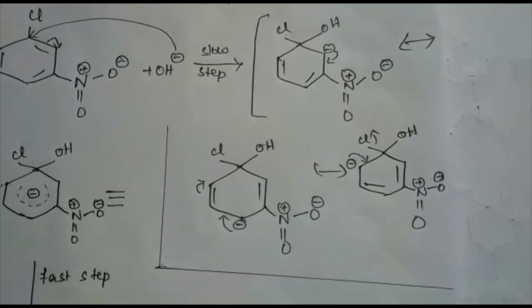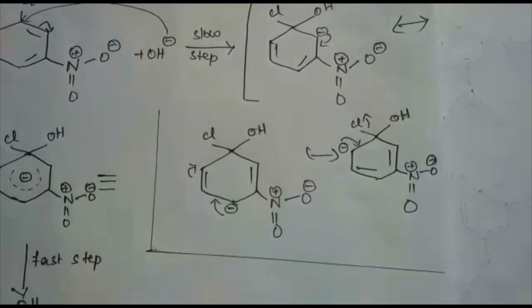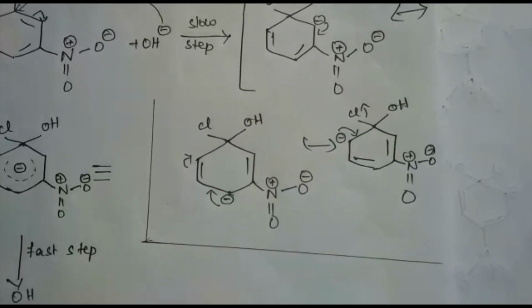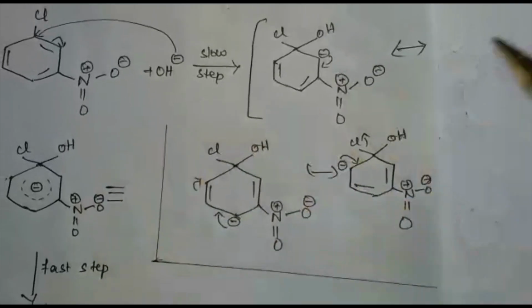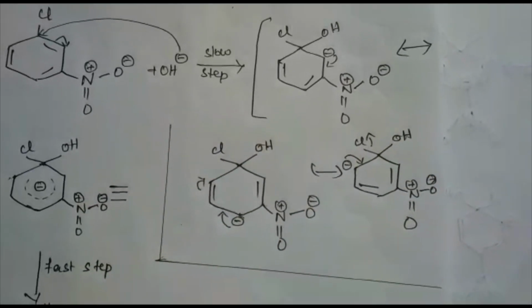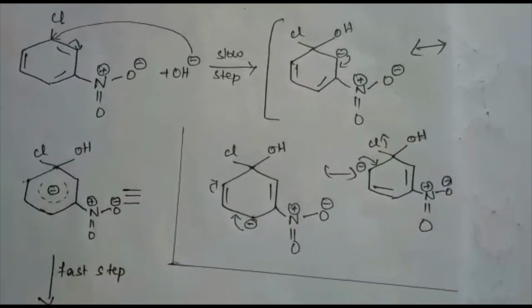appearing at ortho and para positions with respect to the halogen substituent is stabilized by the NO2 group, while in case of meta-nitrobenzene, this is meta-nitrobenzene, this is the resonance hybrid and this is the resonance.